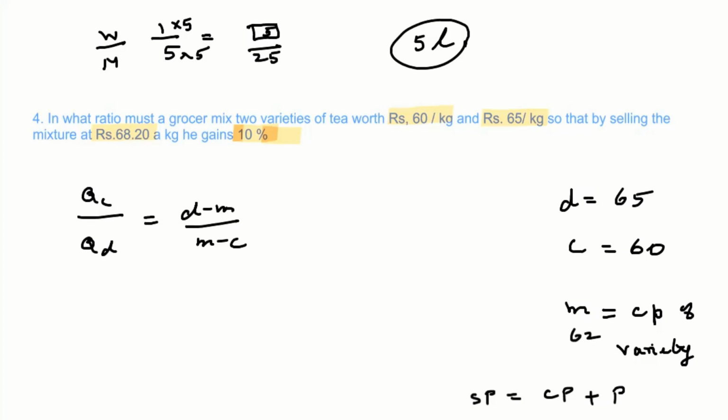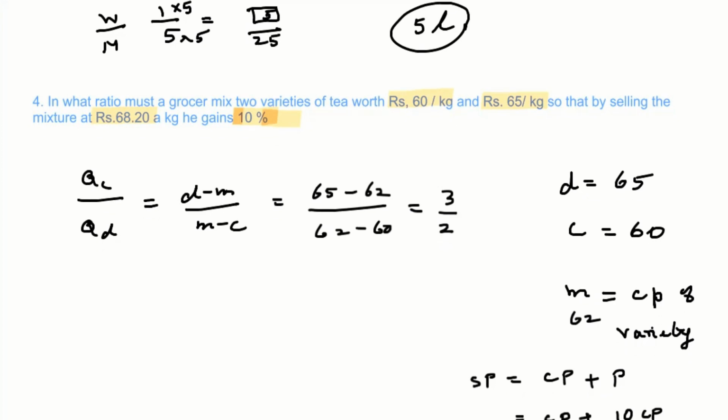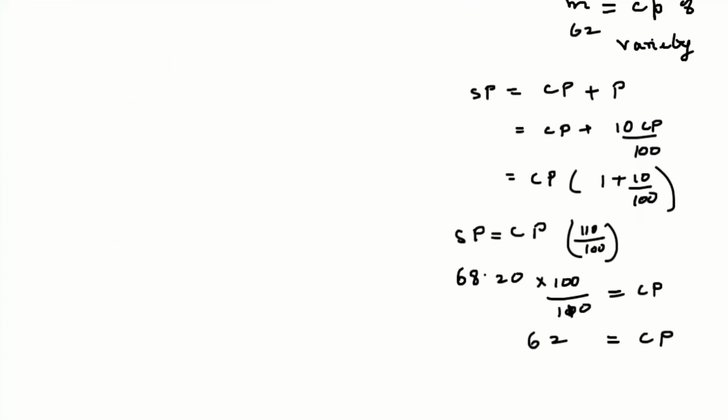Now we can substitute. So it is 65 minus 62 by 62 minus 60, which is 3 is to 2. So of the cheaper variety, the 60 rupee variety, he has to mix 3 kg, and of the 65 rupee variety he has to mix 2 kg, so that he can sell the mixture at 68 rupees 20 paisa and gain 10% profit. Is that clear? Again, what is this 3 is to 2? You should be very clear. It is cheaper quantity by dearer quantity. Now we'll move on to the next sum.